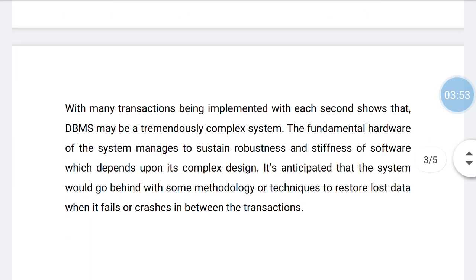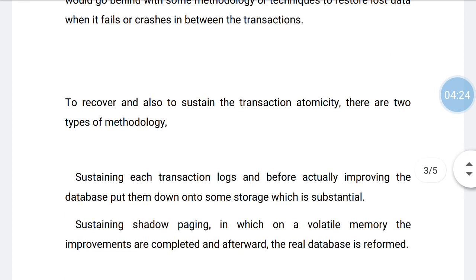With many transactions being executed each second, a DBMS may be a tremendously complex system. The fundamental hardware of the system manages the robustness of the software, which depends upon its complex design, and it is anticipated that the system would have some methodology or techniques to restore lost data when it fails or crashes in the middle of a transaction.